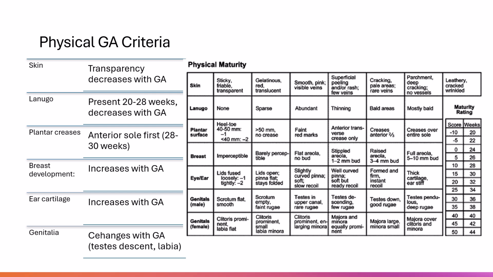Breast development increases with GA, with barely perceptible tissue at early gestation and several millimeters of tissue at term. Ear cartilage similarly increases with GA, and genitalia change significantly. In males, testes descend and scrotal rugae increase with GA. In females, the clitoris becomes less prominent and labia majora develop more fat deposits with increasing GA.